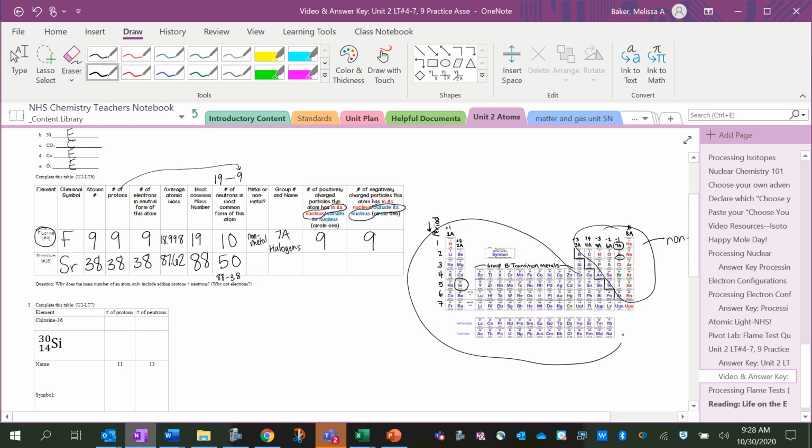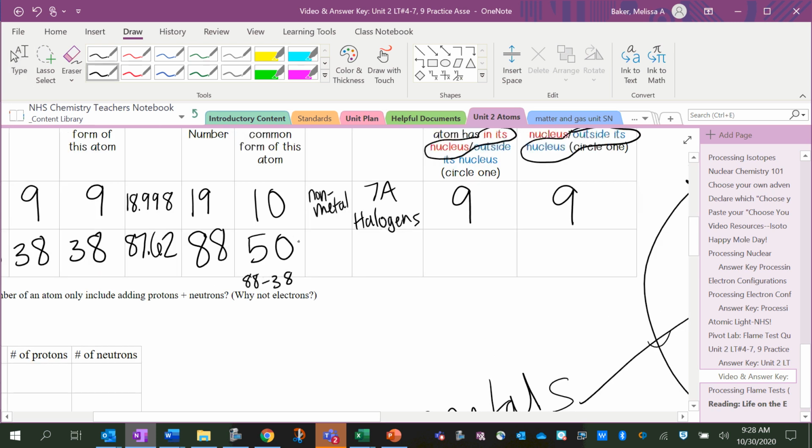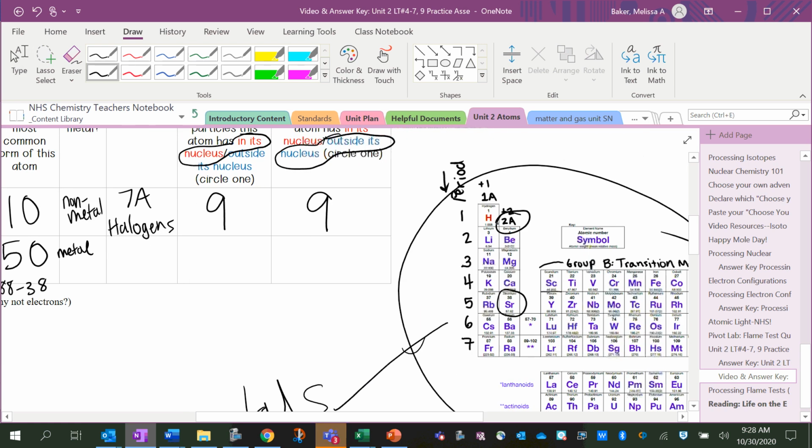Now it is to the left of the zigzag, and everything to the left of the zigzag is a metal. So strontium is a metal, and it is part of group 2A. Group 2A is called the alkaline earth metals. It's got 38 positive protons in its nucleus and 38 negative electrons outside the nucleus.